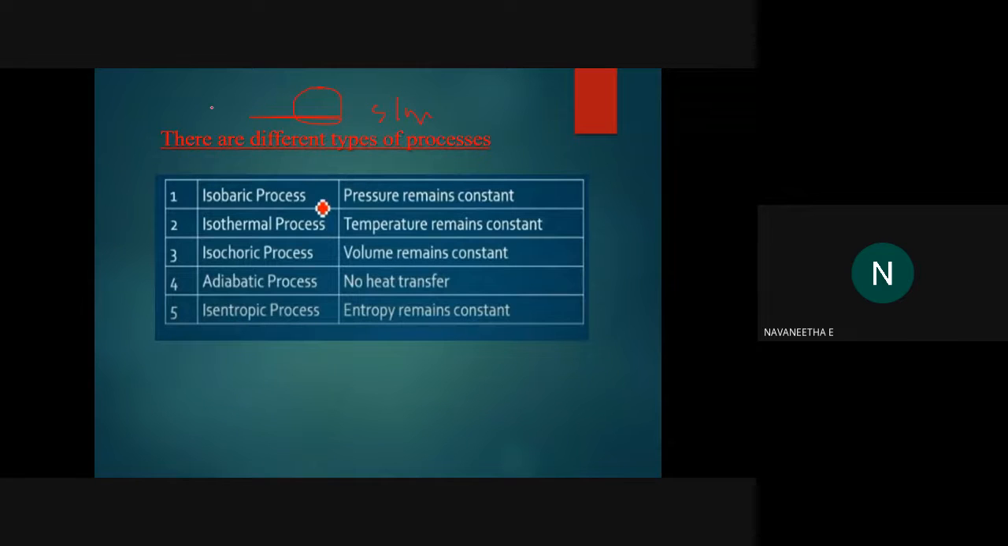Just write down these things: isobaric, isothermal, isochoric, adiabatic, isentropic process. It is very important.